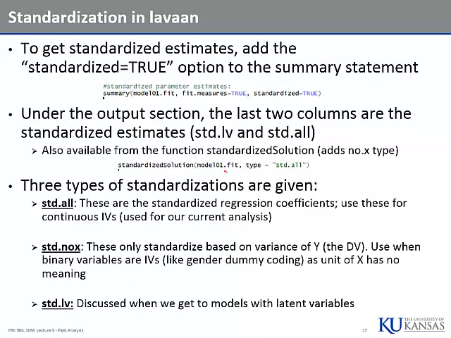So in lavaan, in the summary statement, you can put an option in that says standardized equals true. Remember, in the summary, this is how to get all the output. It starts with fit measures, which tell you all the model fit stuff at the top. With standardized equals true, the parameter estimates window gives you the standardized effects in the right-hand column of your output. So while you're looking at a regression slope, you can see the raw value of it, but then you can go all the way to the outside and see the standardized value too.